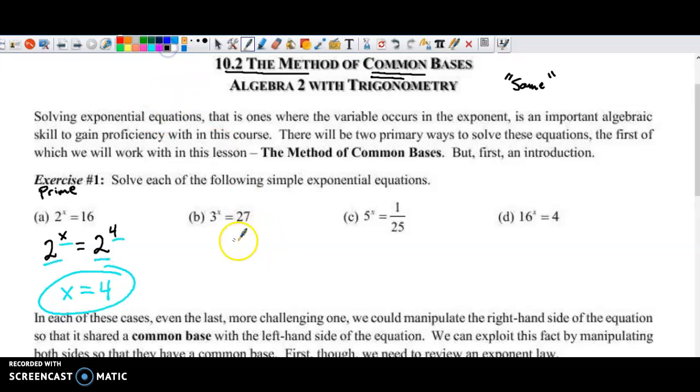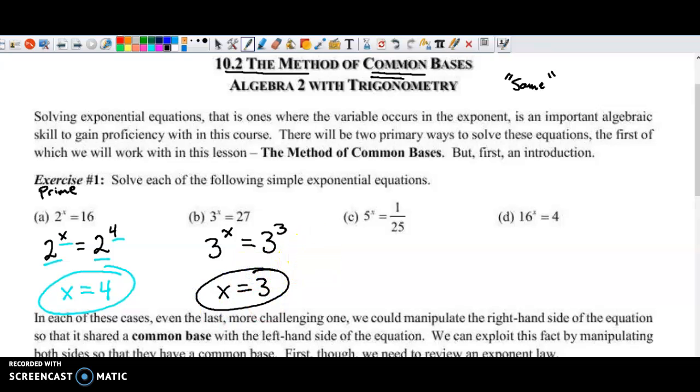And right now it might seem silly that we're doing this, but we're going to lead up to something big. 3 is another prime number. And think about how 27 is 3 to the third power, 3 times 3 times 3. So therefore, the x value must be 3.